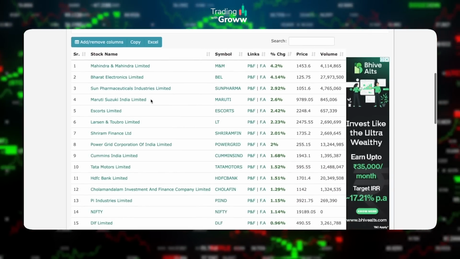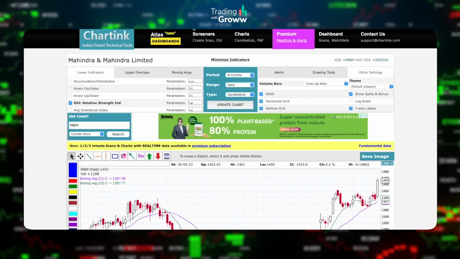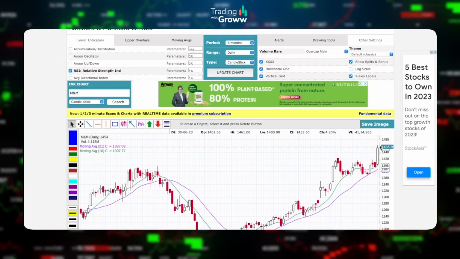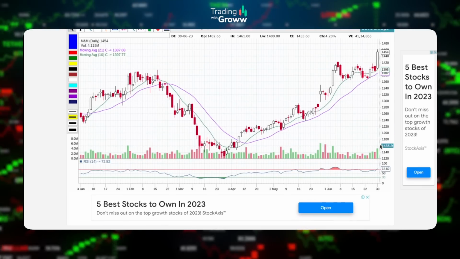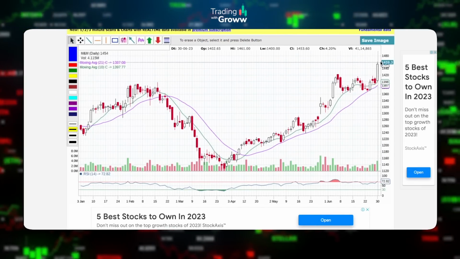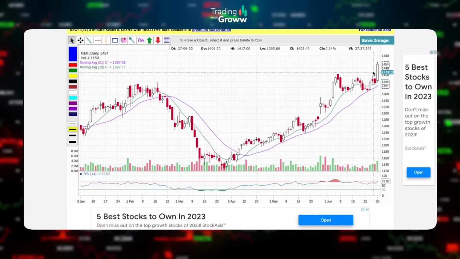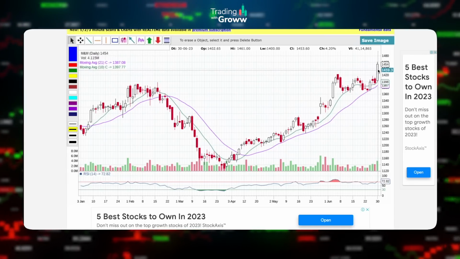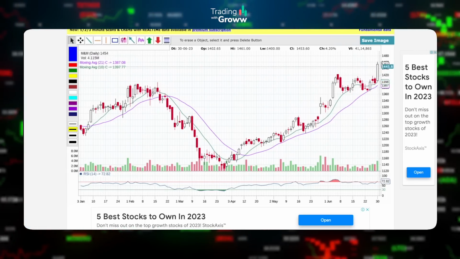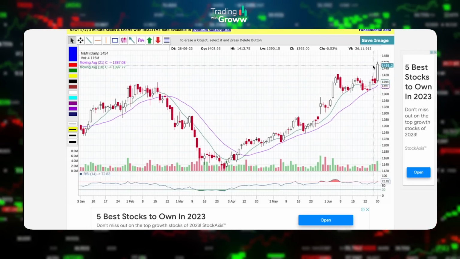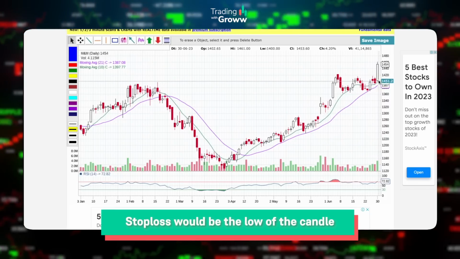For example, if I open Mahindra and Mahindra's chart, it is shown that the all-time high price is 1435. That is the high price Mahindra and Mahindra has seen. So we are going to enter this stock maybe the next day after the close price is done. Next day open, you enter the stock and keep the stop loss wherever the breakout happened. That breakout shows a very good bullish sign, where you can enter the stock the next day and keep that candle's low price as your stop loss.